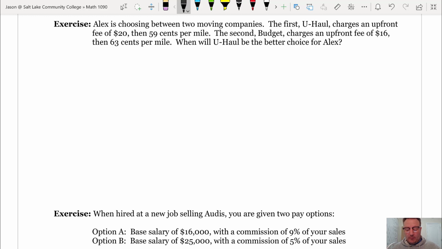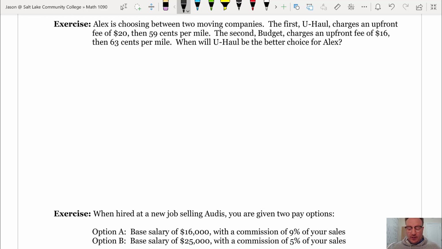that will be the point where U-Haul will become the better choice, because notice Budget's upfront or fixed cost of $16 is cheaper than U-Haul's $20. Okay, but Budget charges 63 cents per mile, whereas U-Haul only charges 59 cents per mile. So U-Haul is probably better for longer trips. Okay, well, let's find out exactly though how far you have to go for it to matter.